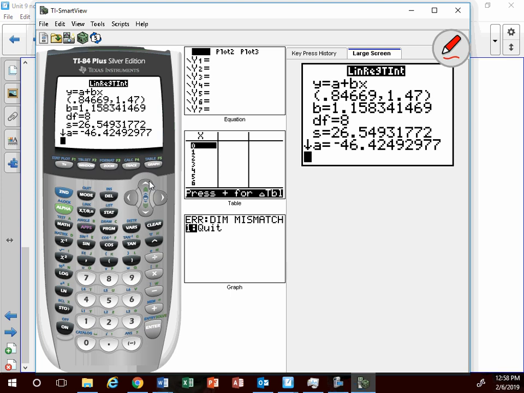All right, guys, so it gives me my interval, it gives me my degrees of freedom. You don't need to worry about the rest of it yet. That is your slope that you found when you did your regression equation. Are you getting 0.847 to 1.47?